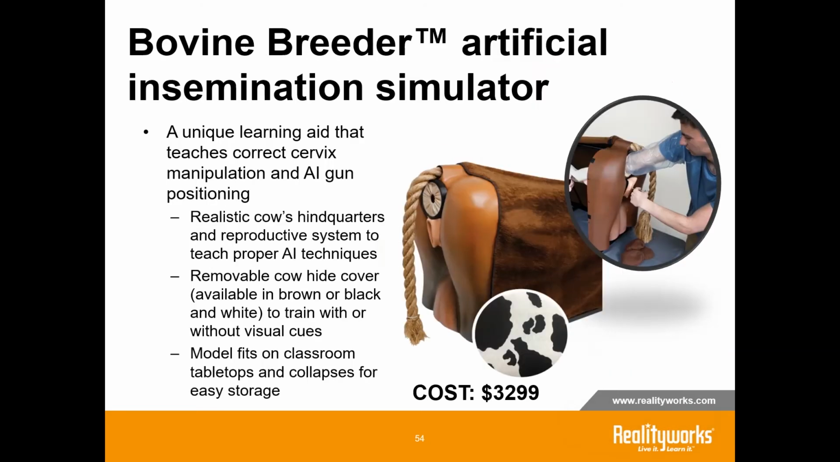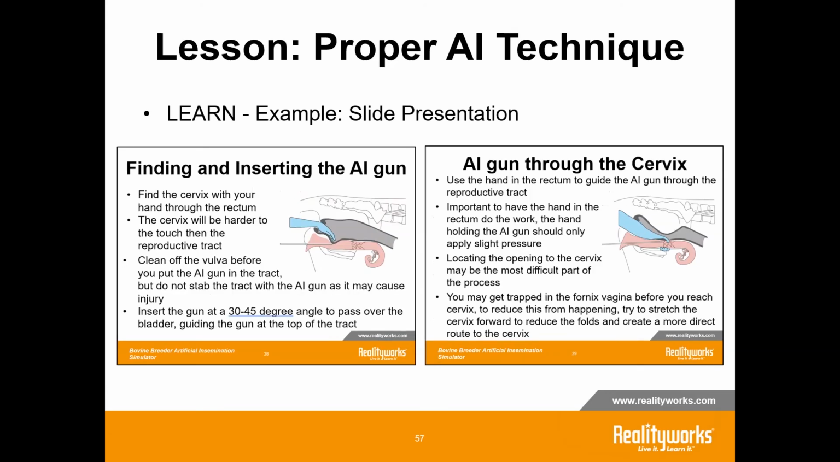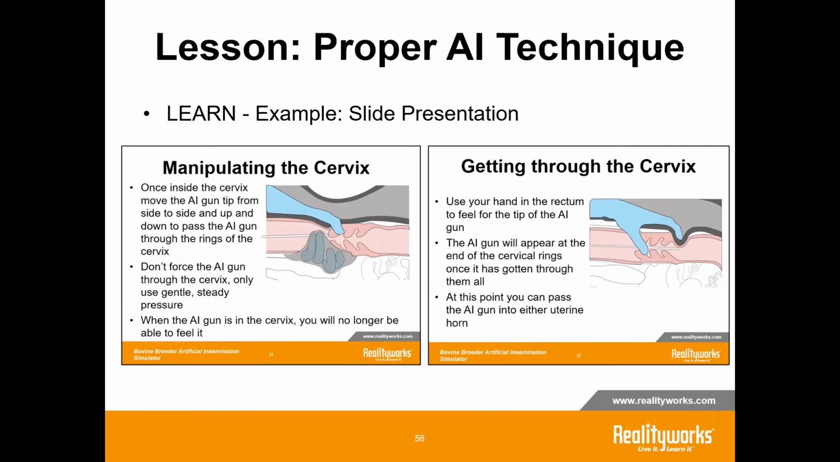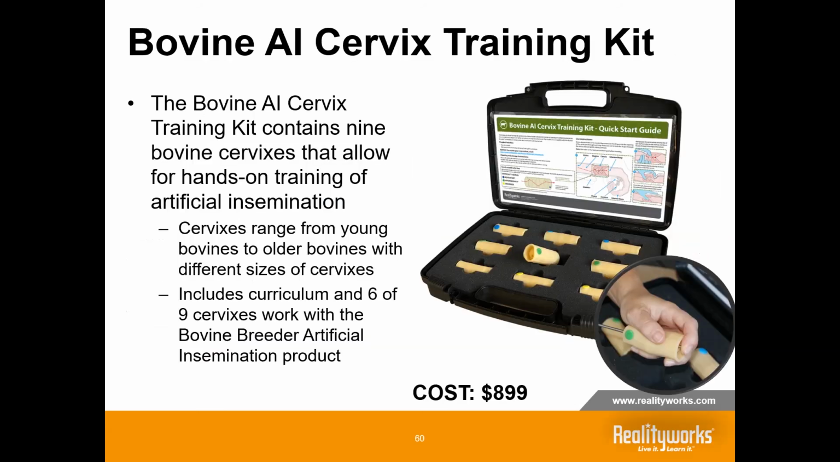We've talked about this one a lot, our bovine breeder artificial inseminator, allowing you to inseminate and learn the techniques of artificial insemination. Now, all of these come with curriculum, allowing you to see proper AI technique. In this case, we're talking about bovine breeder, but giving you different types of visuals, allowing your students to see not only the visual, but also try it and practice it on the real simulator itself, allowing you to teach it in the classroom and then teach it on the real simulation.